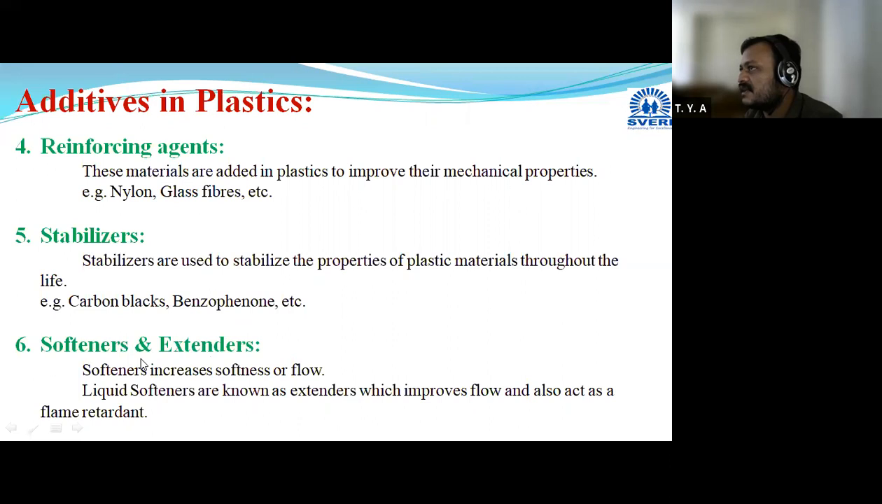Due to the addition of these materials, the plastic will become soft, and its flowability will be improved. Some extenders will also act as a flame retardant. This is the extra property given by these extenders. Softeners and extenders are added to make the plastic soft and to improve its flowability. When the softener is in liquid form, it is termed an extender.